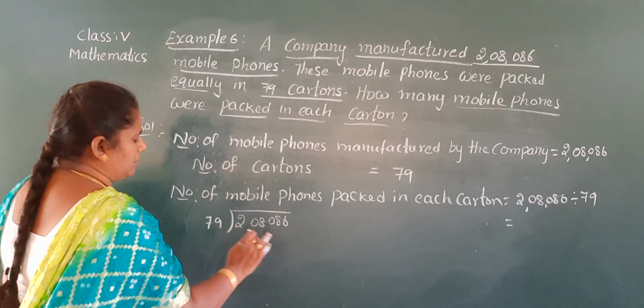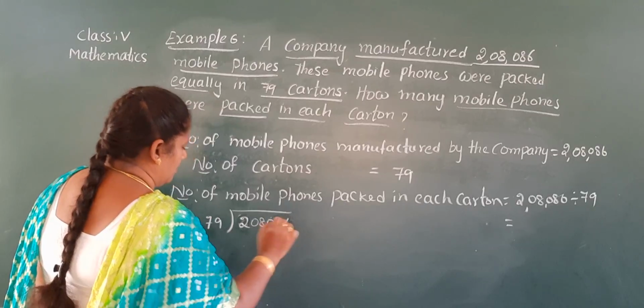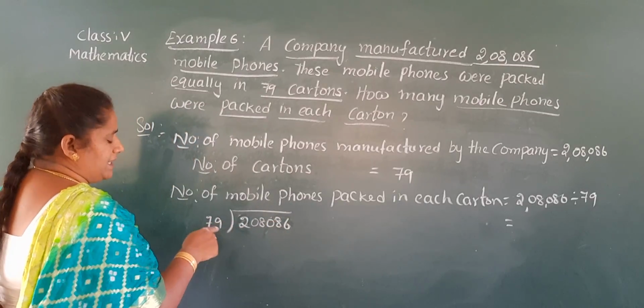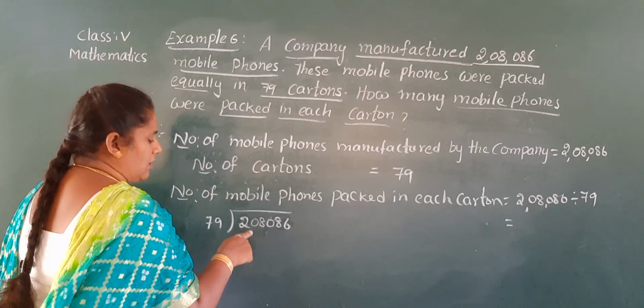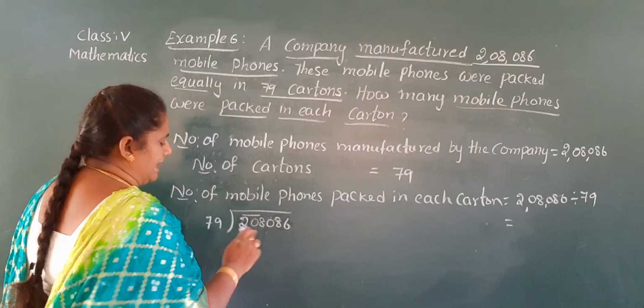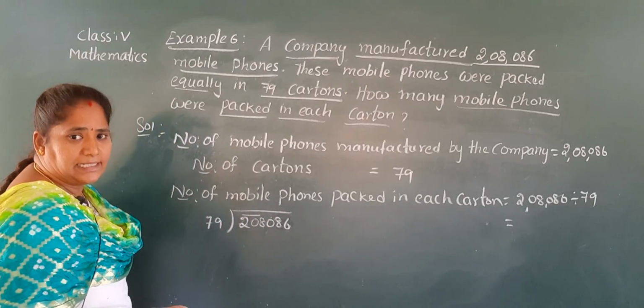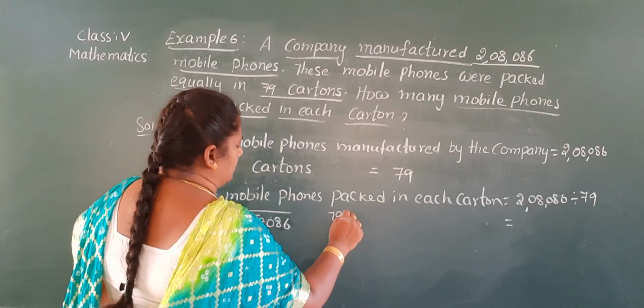79. So don't keep commas. First you see. Yes. So here two digits are there. So you take two numbers. 20, but it's not divisible by 79. Why? It is a smaller number. So you take three numbers. 208. Which is the nearest number? Come on. Note down the table.